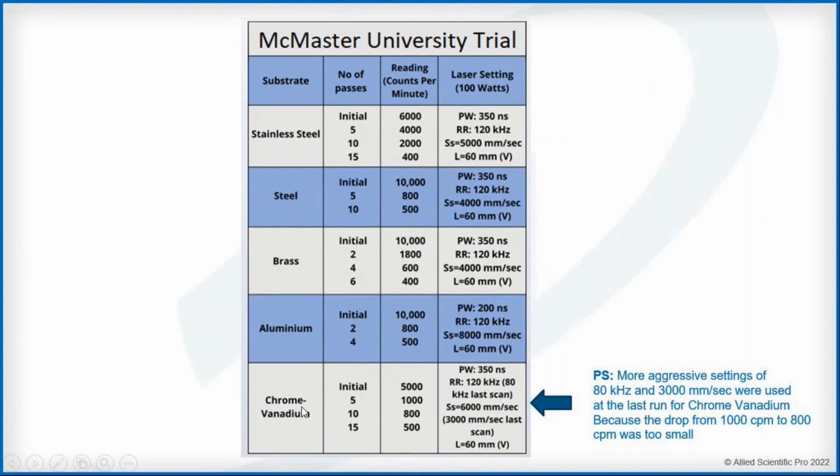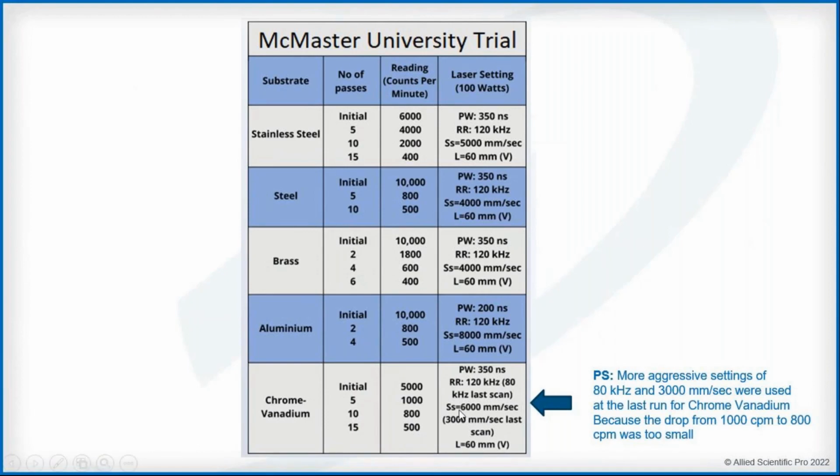Also, you can see for the last one, from 5 to 10 passes, we only got 200 counts per minute decrease. So we had to change the setting to something more aggressive. So we reduced the pulse repetition rate to 80 kilohertz because there will be more dwell time. So that's a more aggressive setting.